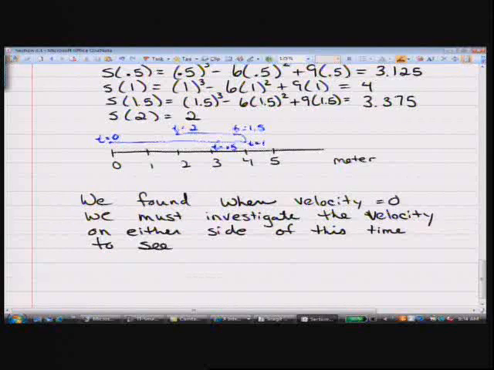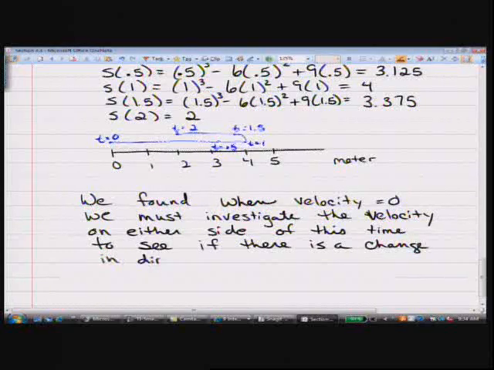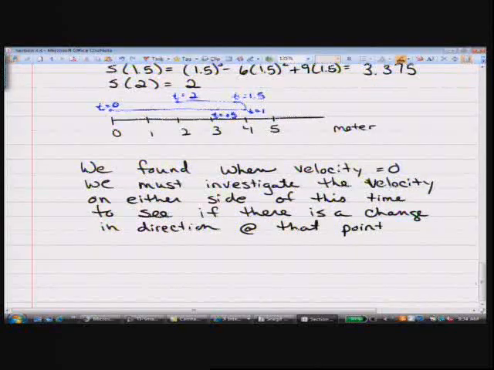Now, we know it did because we looked at some points and we know that it did. But say you weren't plotting these points. Say you didn't arbitrarily pick points. Let's see how we could do that to see if there is a change in direction at that point. Okay, and so all you have to do is look at your velocity equation on a number line.